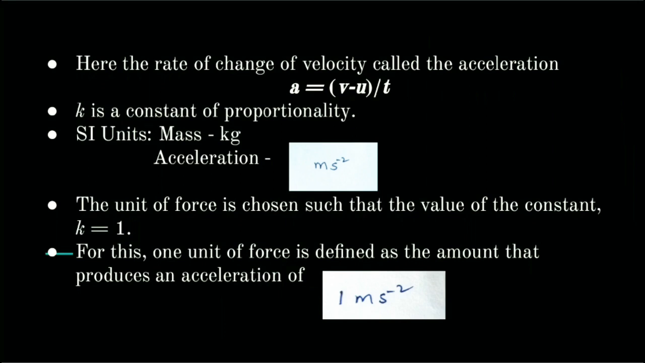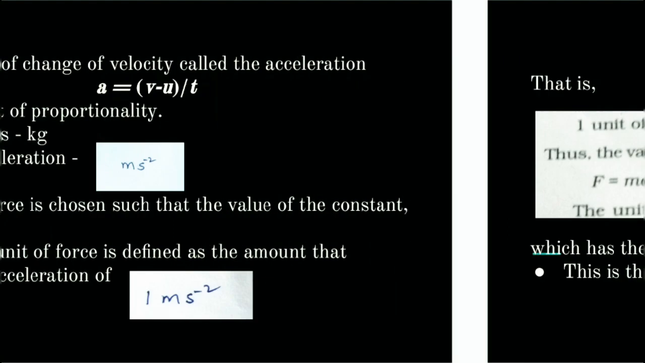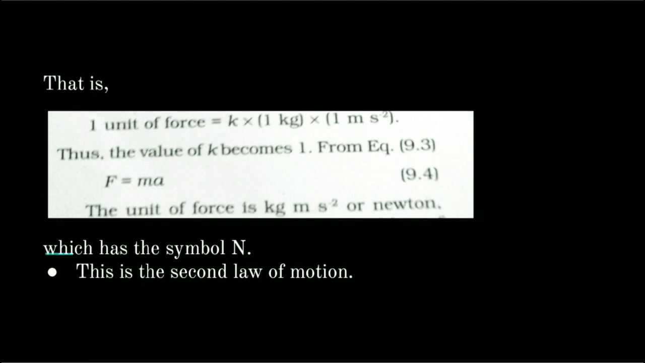The SI units of mass and acceleration are kg and meter per second square. The unit of force is chosen such that the value of the constant k becomes 1. For this, one unit of force is defined as the amount that produces an acceleration of 1 meter per second square in an object of 1 kg mass. That is, 1 unit of force equal to k into 1 kg into 1 meter per second square. So the value of k becomes 1.